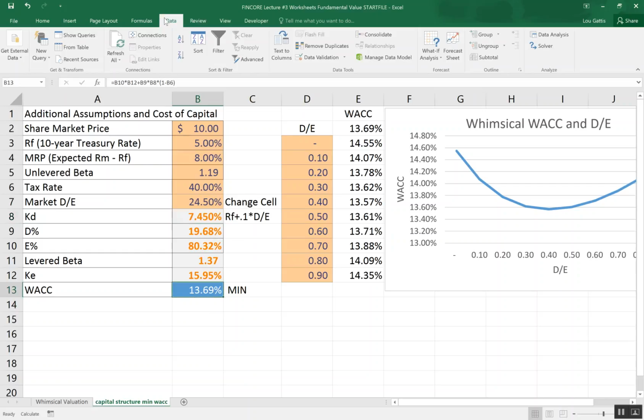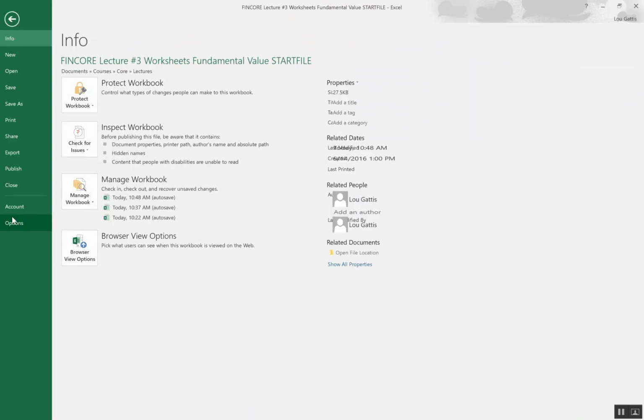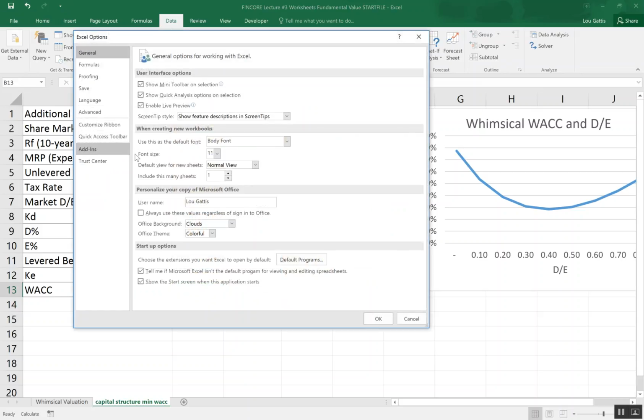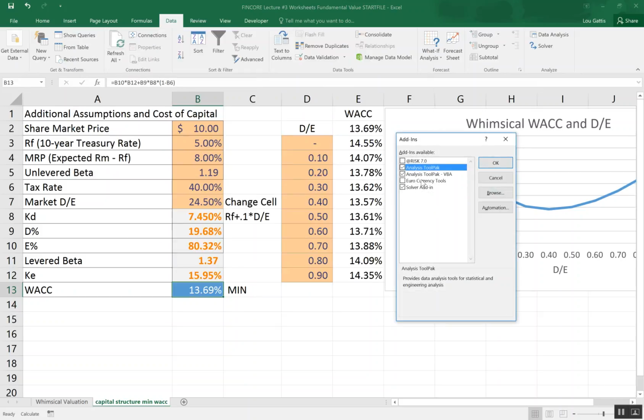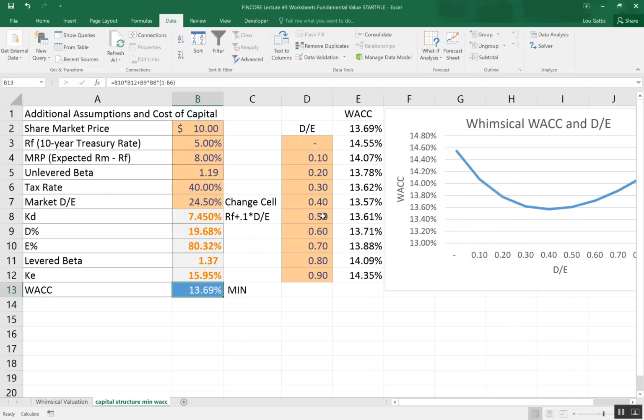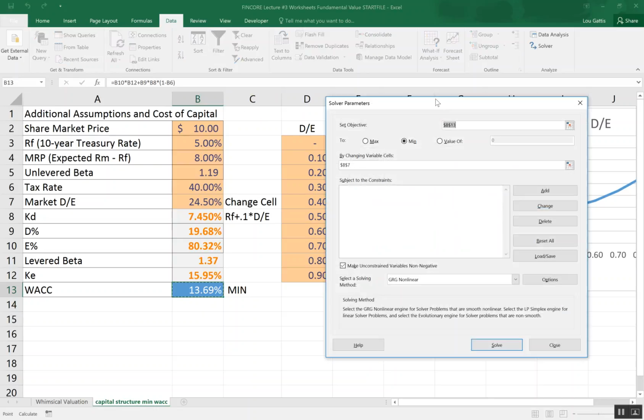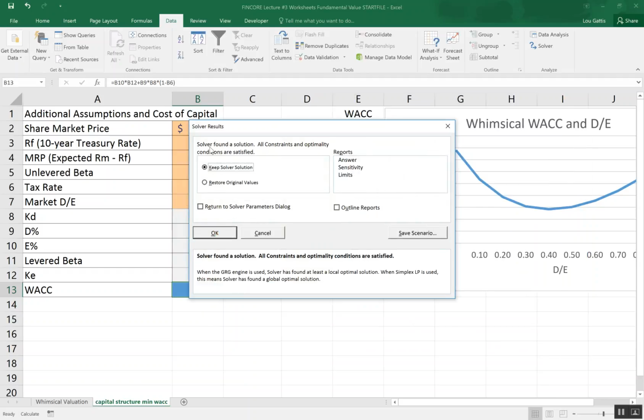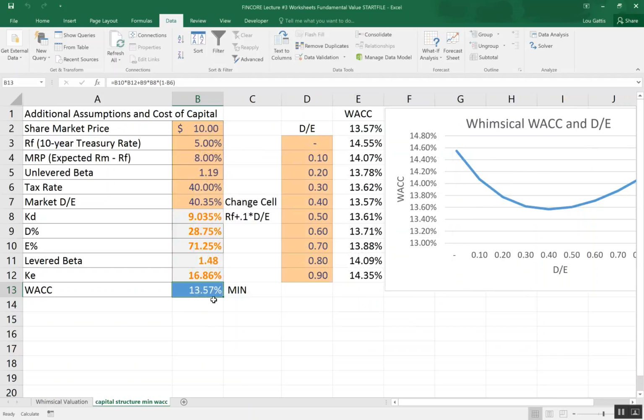What I can do is run Solver. Now you have to make sure you have the Solver add-in by going to File, Options, Add-ins, Go, and making sure you have Solver. So now I'll go to Data, Solver, Minimize, and click on Minimize the WACC by changing the D/E ratio. Solver found a solution. Looks like you can get down to 13.57%.